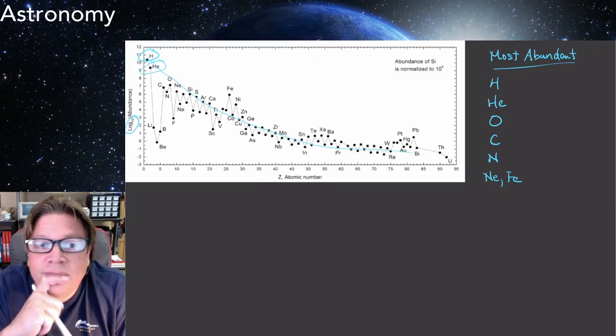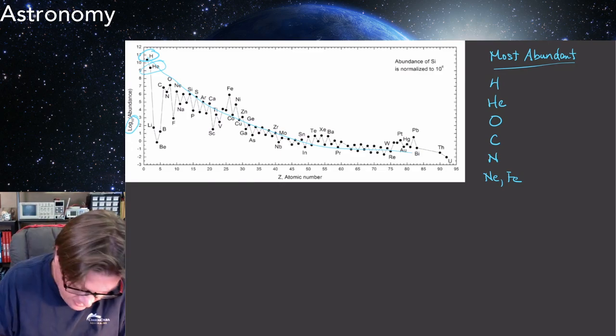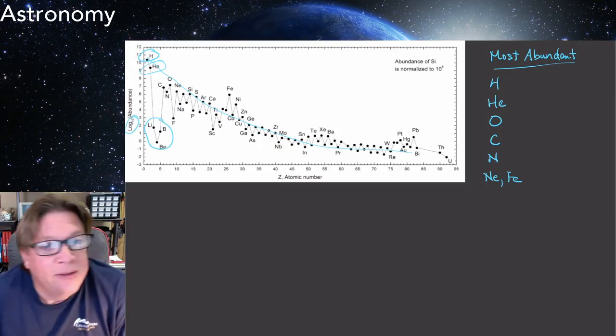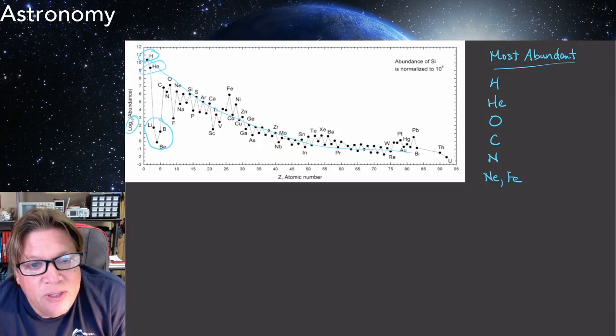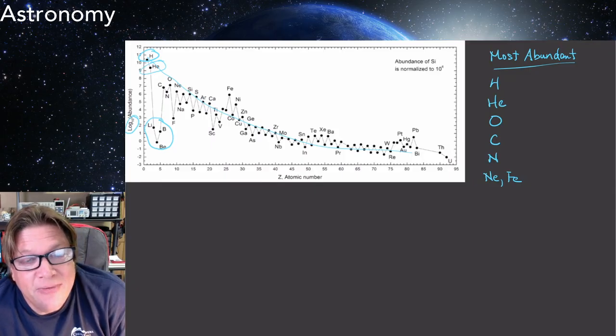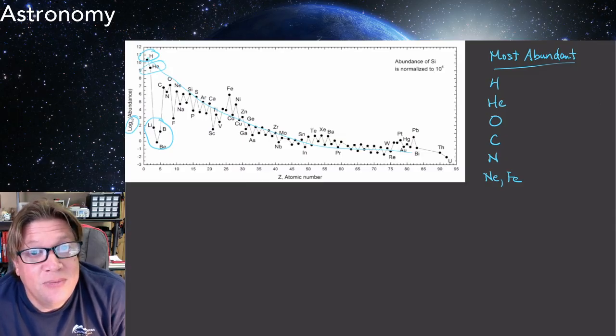But there's an exception. Look at these. Look at those down there. Lithium, beryllium, and boron. Those are, and remember, each tick is like a factor of 10. So those elements are like, what, factor of 100 million times, almost a billion times. Beryllium is almost a billion times less abundant than hydrogen and helium.